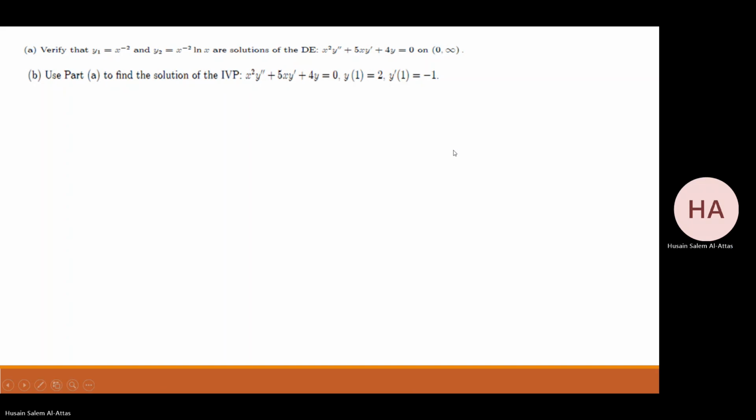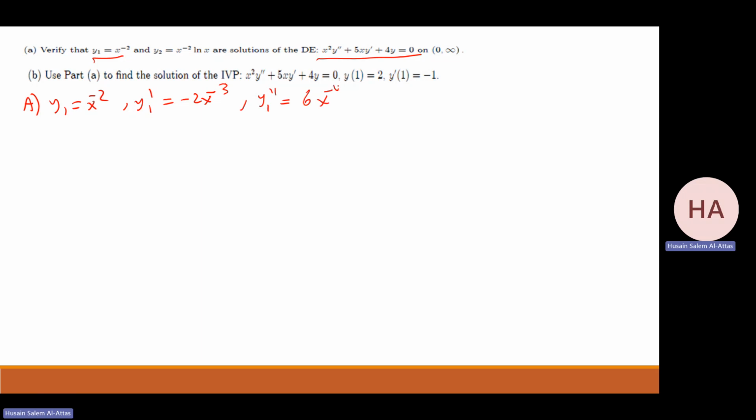Okay. I want to verify the solution. So we'll do it one by one. This is A, y1 equals x to the power minus 2. I want to make sure it satisfies this equation. y1 prime is minus 2x to the minus 3. y1 double prime, that will be what? This is x to the minus 4, sorry. So I have 6x to the minus 4.